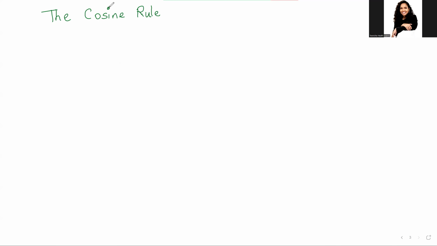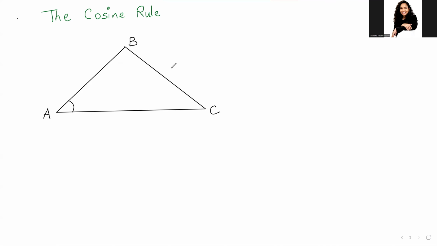The cosine rule, just like the sine rule, is used to find unknown sides and unknown angles in non-right angle triangles. So if you have, let's say, this is triangle ABC, it still applies. Angle A is opposite side A. Angle B is opposite side B. And angle C is opposite side C.